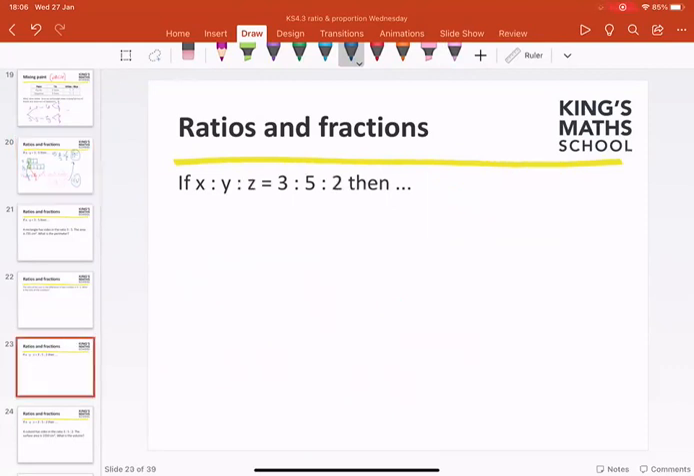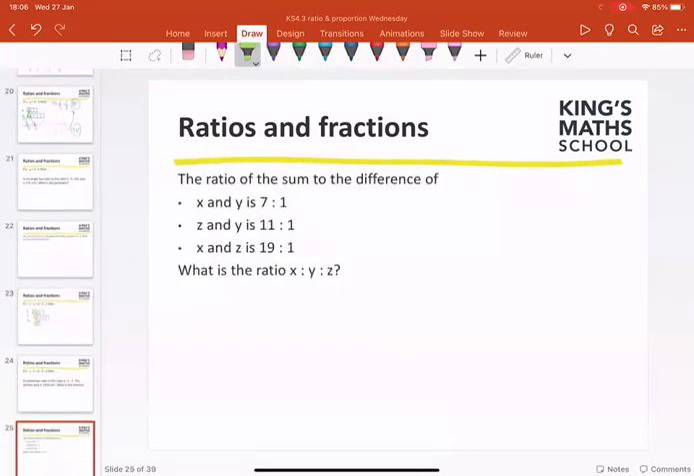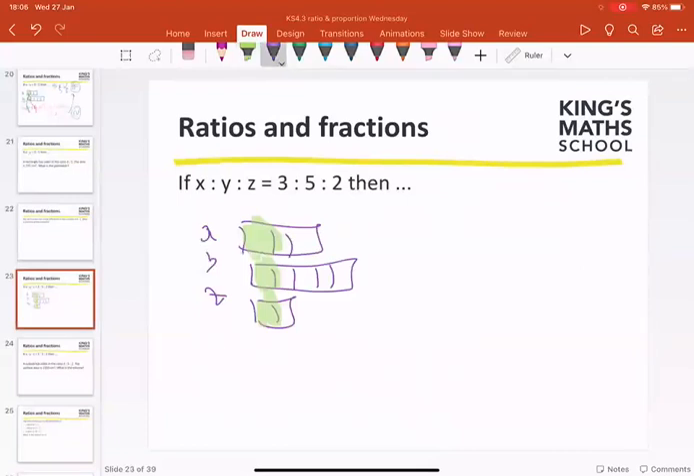Because when we come to this, I can have my x, my y, and my z. I can have my 3 equal parts. That really does not look like equal parts, so let's draw that again. I can have my 3 equal parts, my 5 equal parts, and my 2 equal parts. And then I've got x over 3 equals y over 5, and y over 5 equals z over 2. And then I can do something from there.